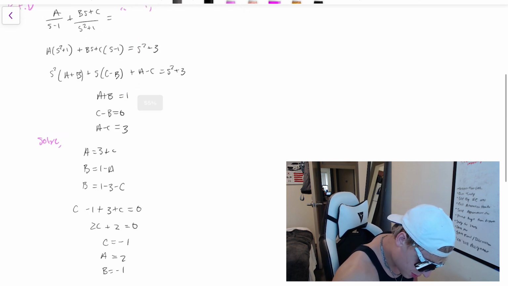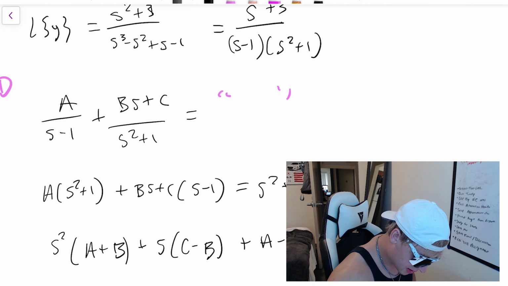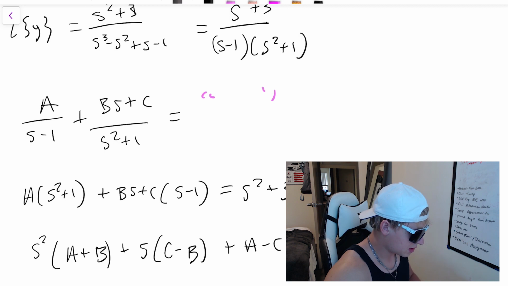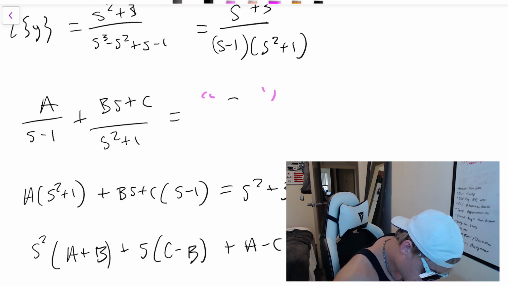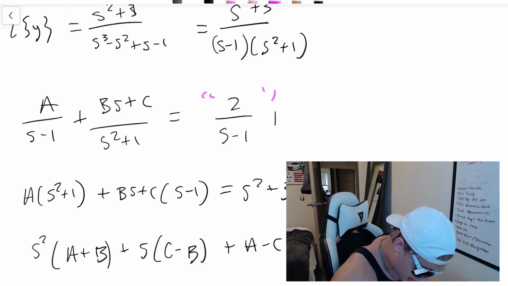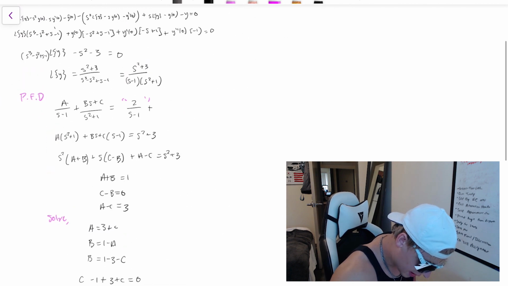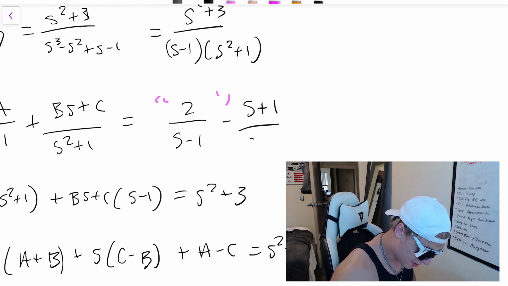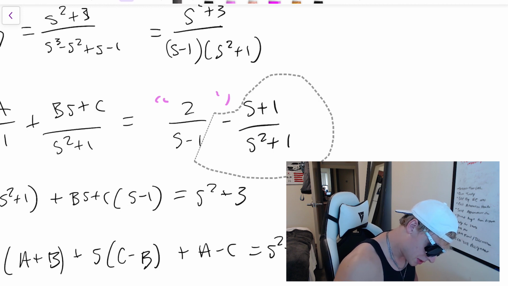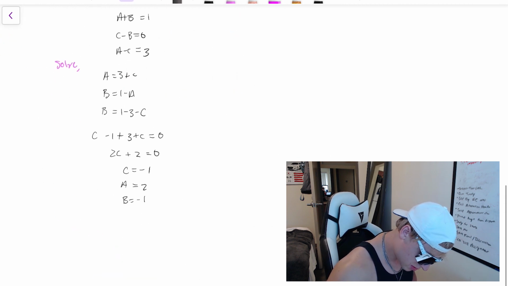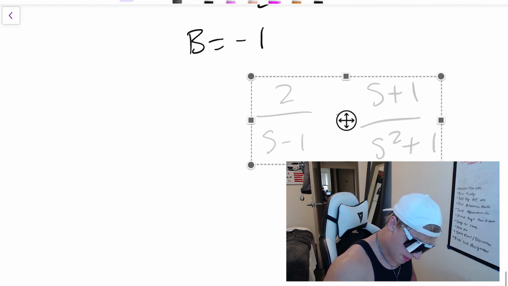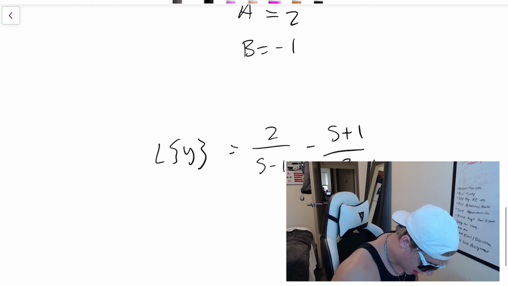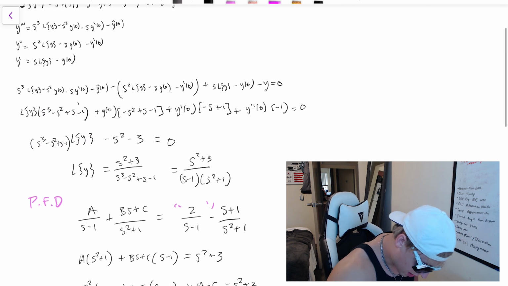Now we're going to go back to our original expression and rewrite it. What we said: A is 2, B is negative 1, C is negative 1. So we're going to get 2 over s minus 1, plus, and then B is negative 1, C is negative 1, so this is going to be minus s plus 1 over s squared plus 1. I'm going to bring all this down. Now we've essentially solved this, and this is equal to the Laplace transform of y, like we have all the way up here.